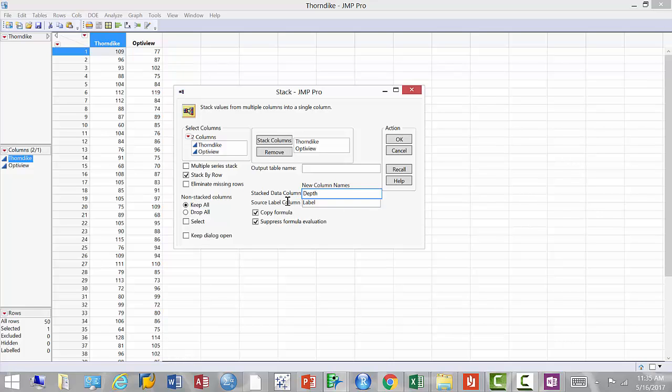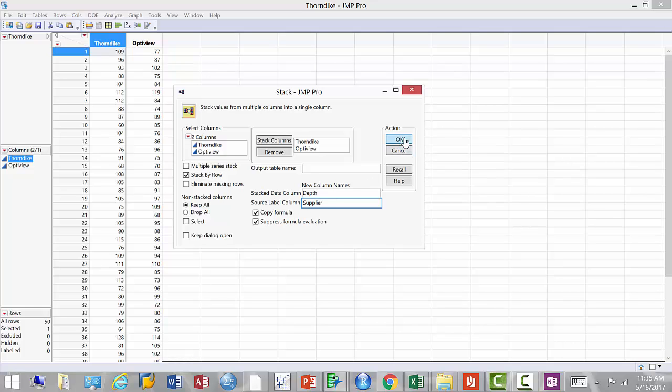And right under that, I have another one that says, what do you want to call your column with labels? So in other words, we should keep the reference, right? This data came from OptiView. This data came from Thorndike, etc. So label, what are the OptiView and Thorndike, what are they? Companies, right? Suppliers, companies. Supplier. All right. And that's pretty much it.